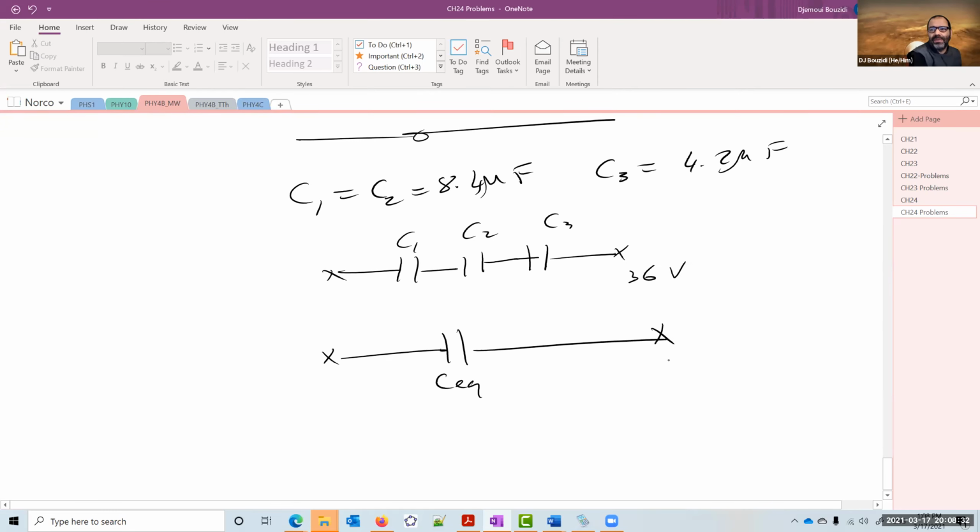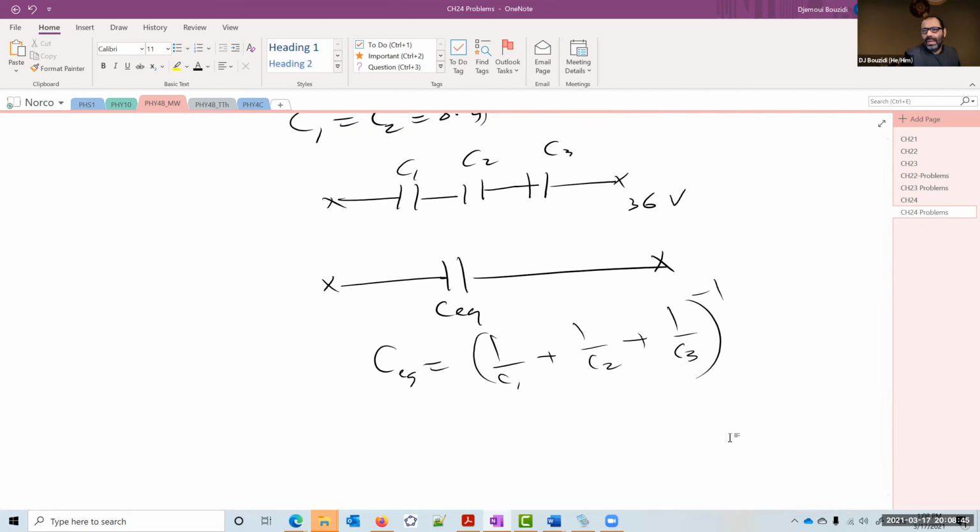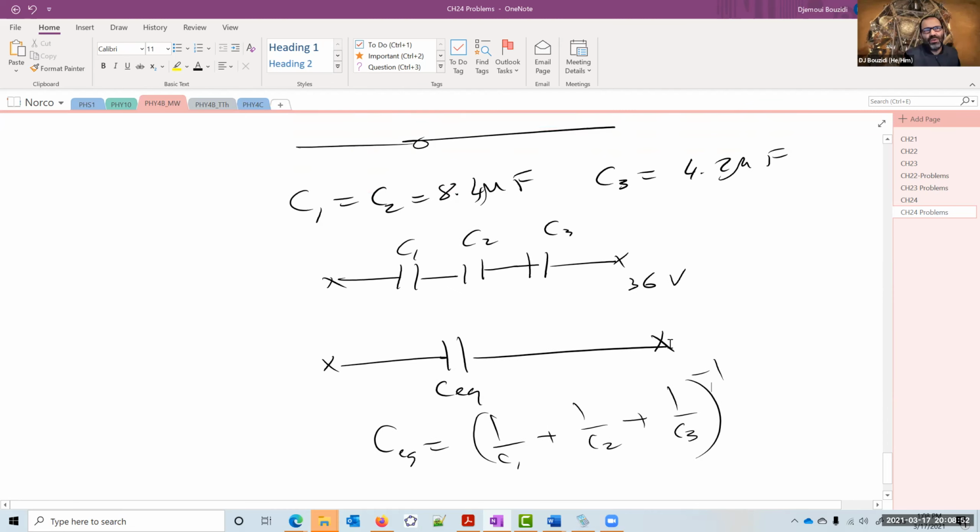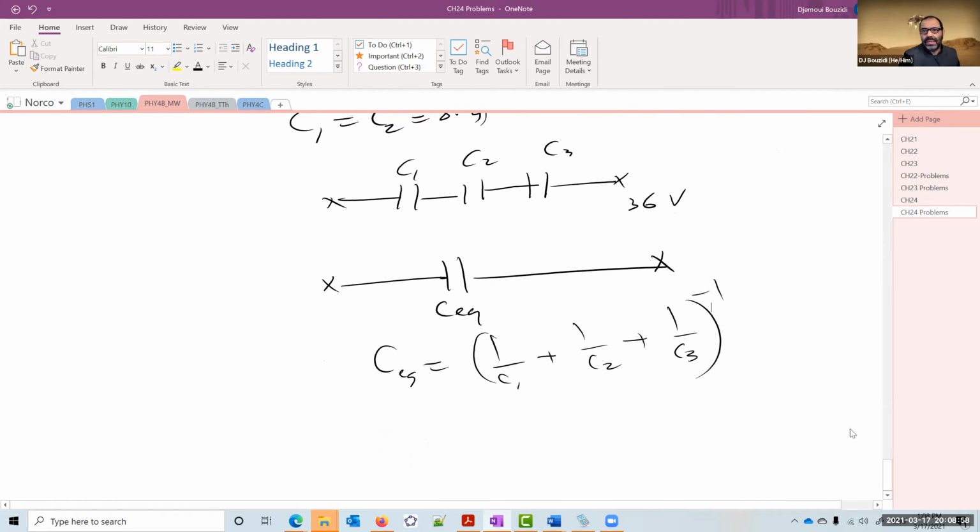And it's the same charge on all of them, okay? So for that, since all of them are in series, it's going to be 1 over C1 plus 1 over C2 plus 1 over C3, and the whole thing to the -1, okay? And since this one is equal to that one, it's going to be 2 over 8.4, which is 1 over 4.2, plus 1 over 4.2, which is going to be just 1 over 2.1. And the answer should be, if you do the algebra, 2.1 microfarads.